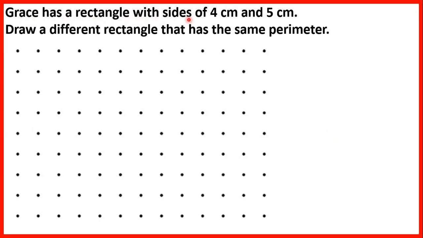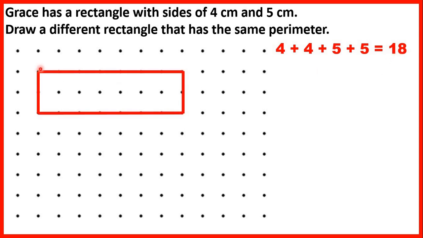Grace has a rectangle with sides of 4 centimetres and 5 centimetres. Draw a different rectangle that has the same perimeter. So the perimeter is the total distance around the outside. And with rectangles, we have opposite sides of the same length. So we will have 2 sides of 4 centimetres in Grace's rectangle and 2 sides of 5 centimetres. So that gives a total perimeter of 18 centimetres. So now we need to draw a different rectangle that has a perimeter of 18.